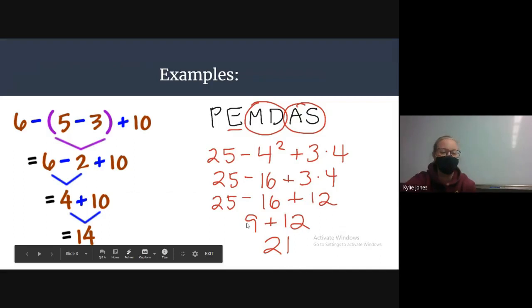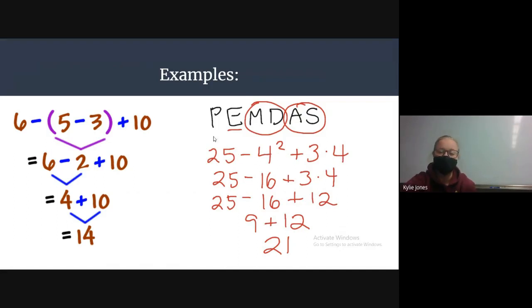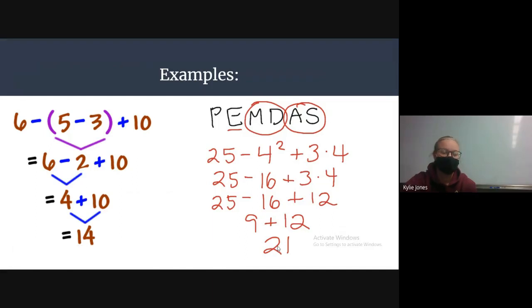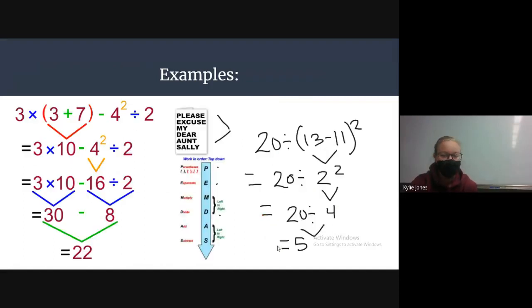So when you do all of that math, 25 minus 4 to the second power plus 3 times 4 really all comes out and ends up as 21. Right? It takes a little bit of work, but you guys are going to be awesome at it. Okay? Here's some more examples here. These are a little bit longer.